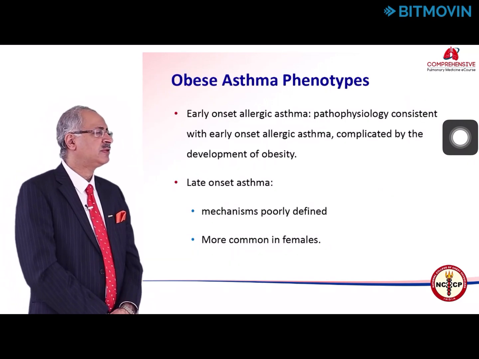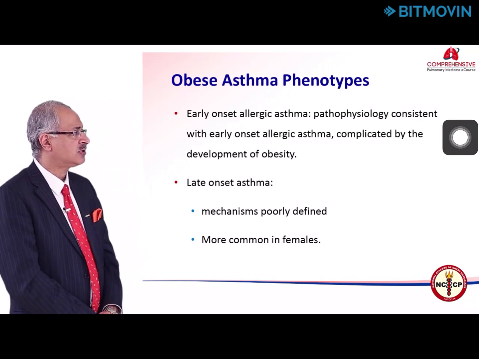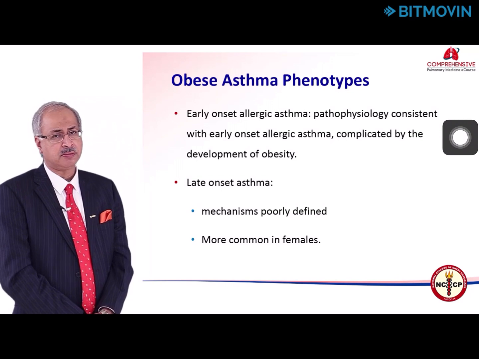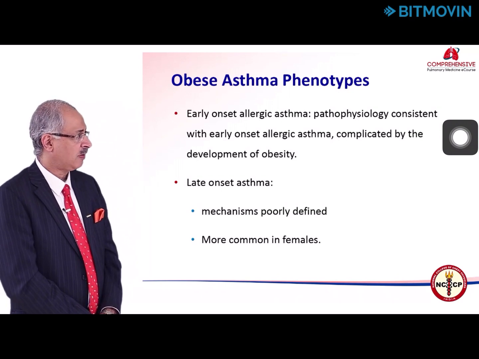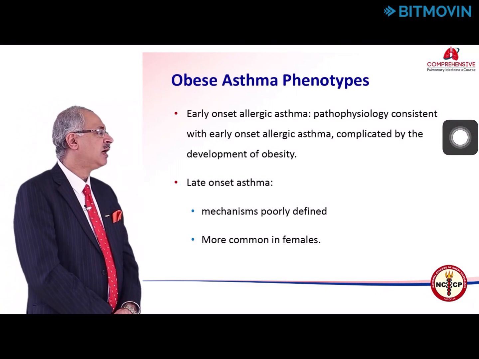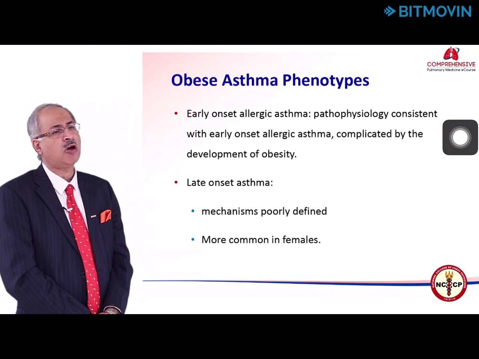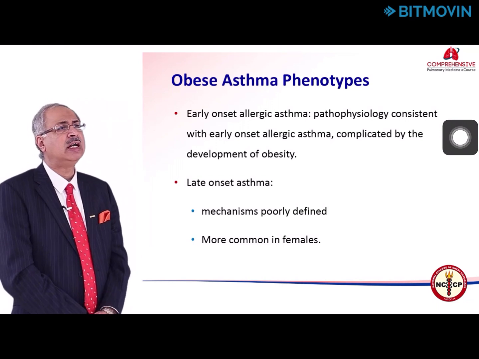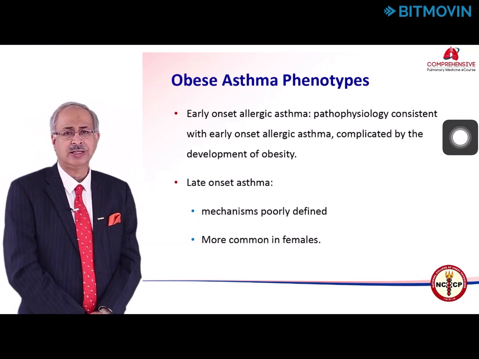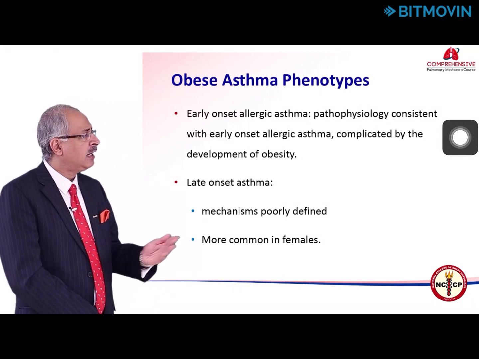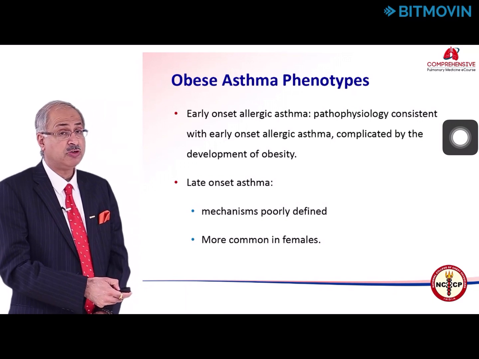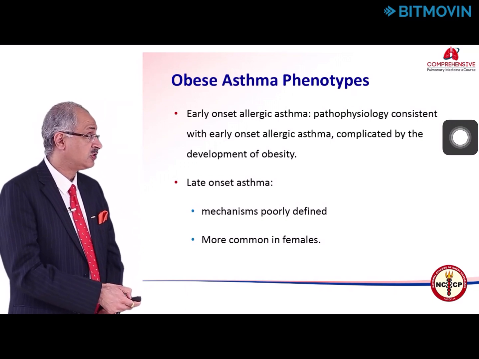Obese asthma phenotype is another important component, which is early onset allergic asthma. Pathophysiologically it is consistent with early onset allergic asthma and is complicated by the development of obesity. Late onset asthma mechanisms are poorly defined and it is more common in females. In simple words, early onset behaves like eosinophilic or early onset allergic asthma, whereas in late onset asthma the mechanism is poorly defined, it is commonly in females, and it responds poorly to steroids, which is a challenge.